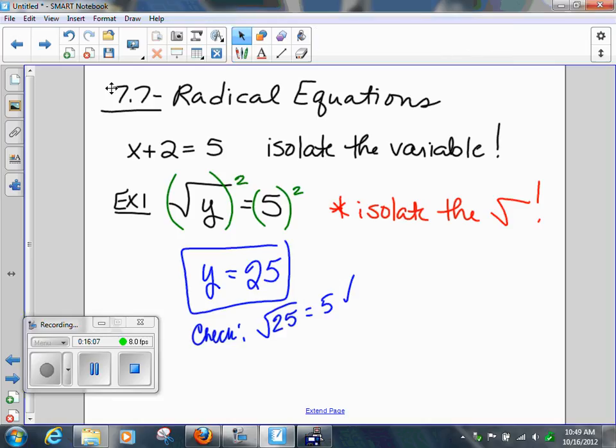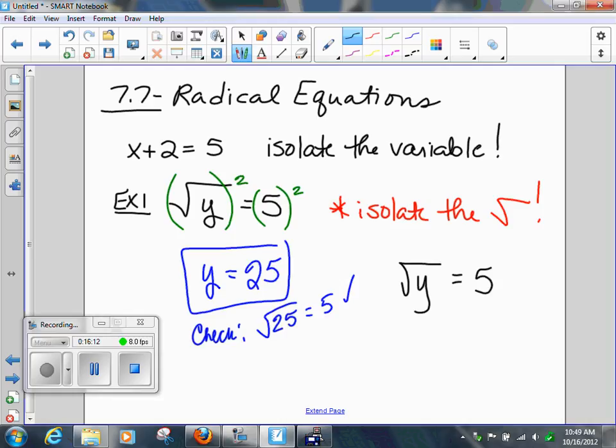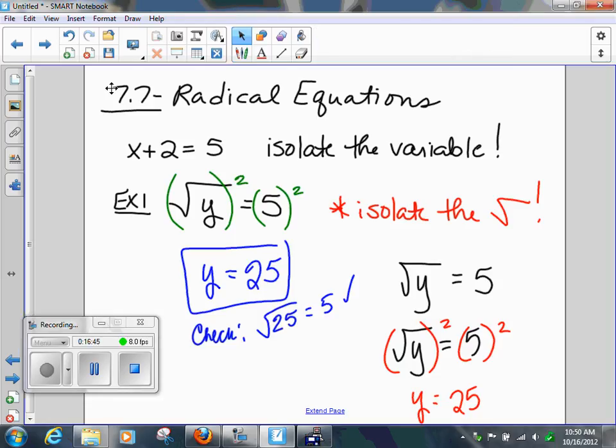That's why I used colors. The original equation was square root of y equals 5. And then I squared both sides with my green. So this was my original equation. This is what I did to solve it. Don't you undo a square root with a square? Yes. What would you undo a cube root with? A cube. All right, so let's look at another one.